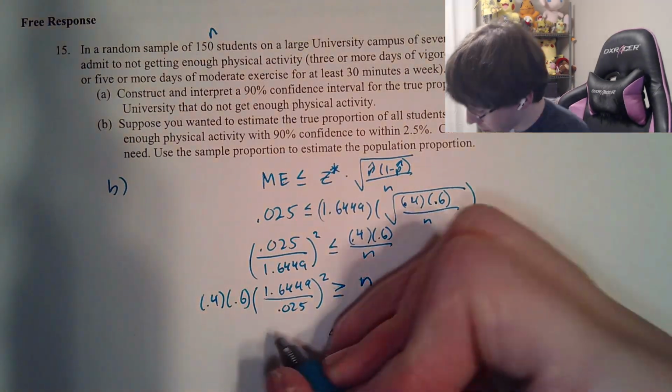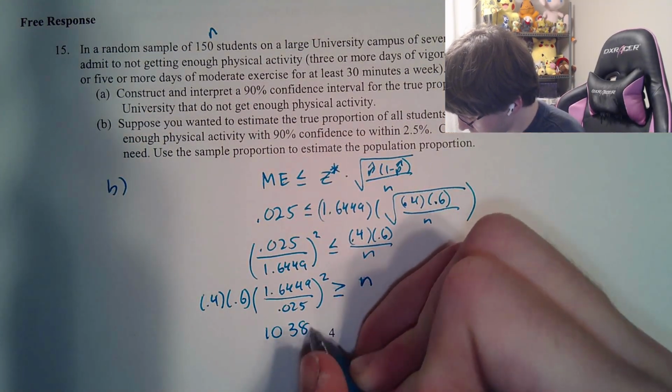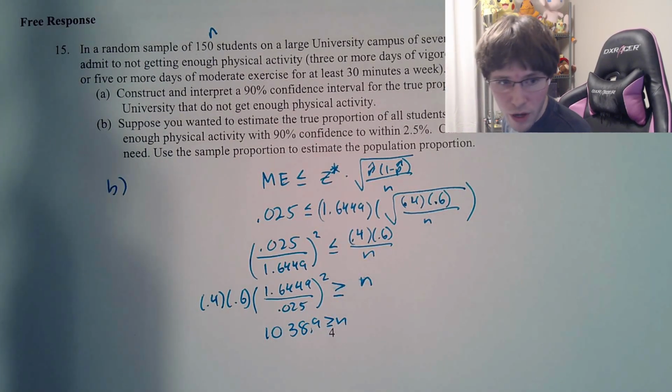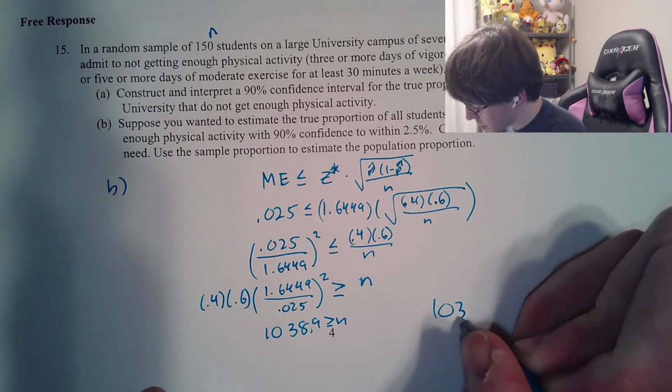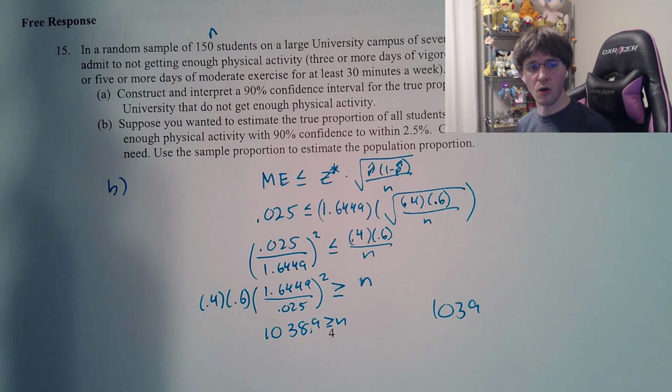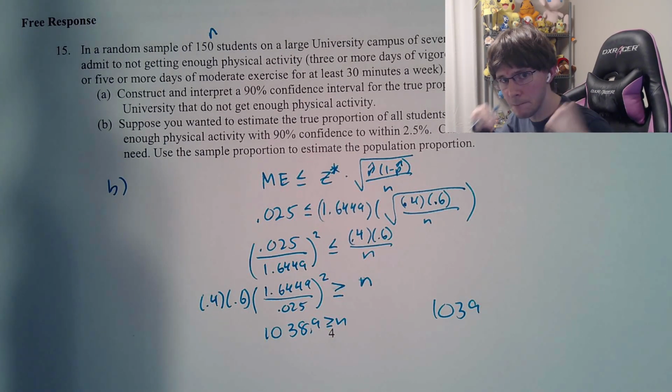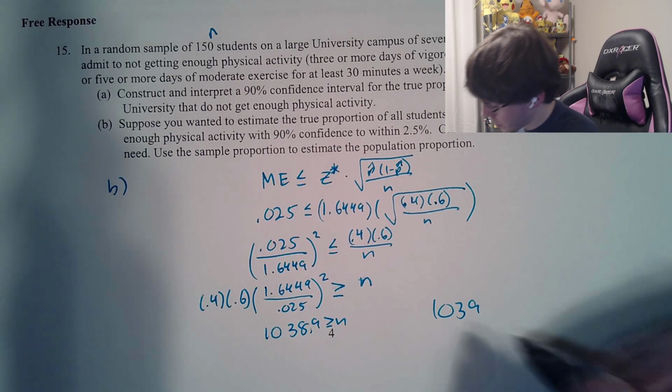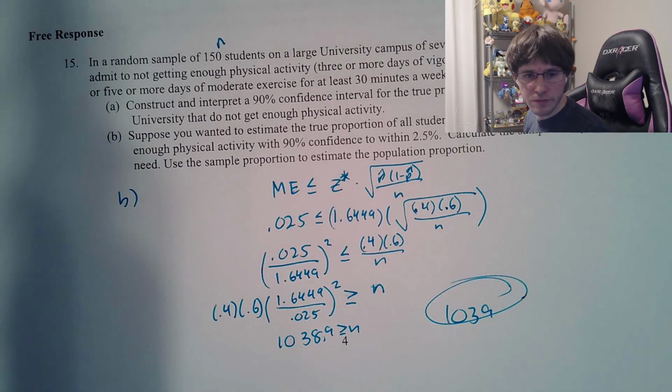So we get 1038.9, but we always round up, so 1038.9 is greater than or equal to n. So our answer we're actually going to say is 1039. You would round up, even if that was a 0.1, you'd still round up. You always round up because n has to be bigger than that number. So 1039, done. We're not talking about this question anymore. We only got one more problem to do. I am pumped to be finished.